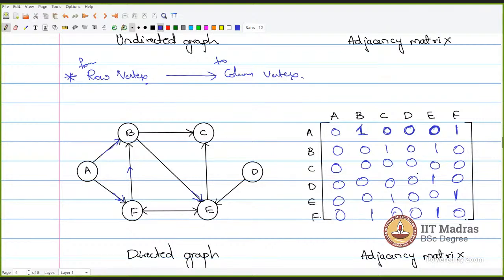You see, this adjacency matrix is not a symmetric matrix. You can see one here, but there is no one here.